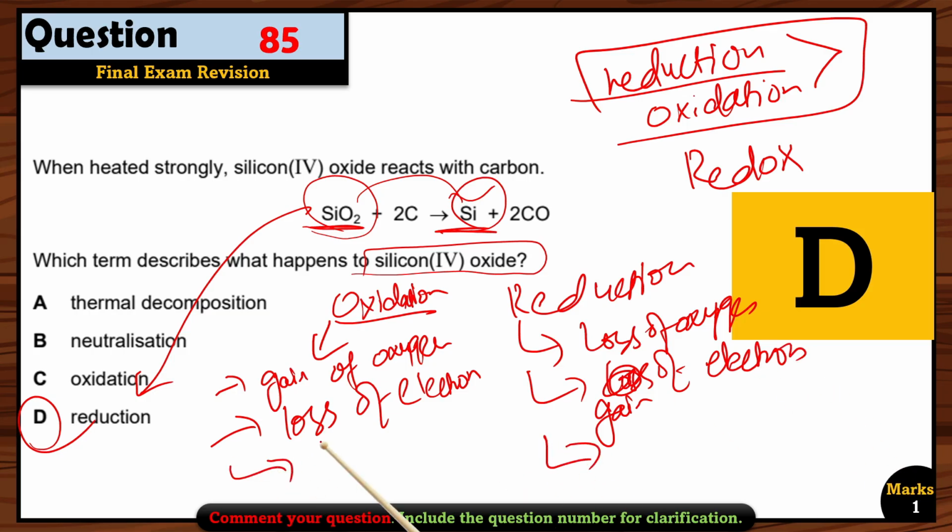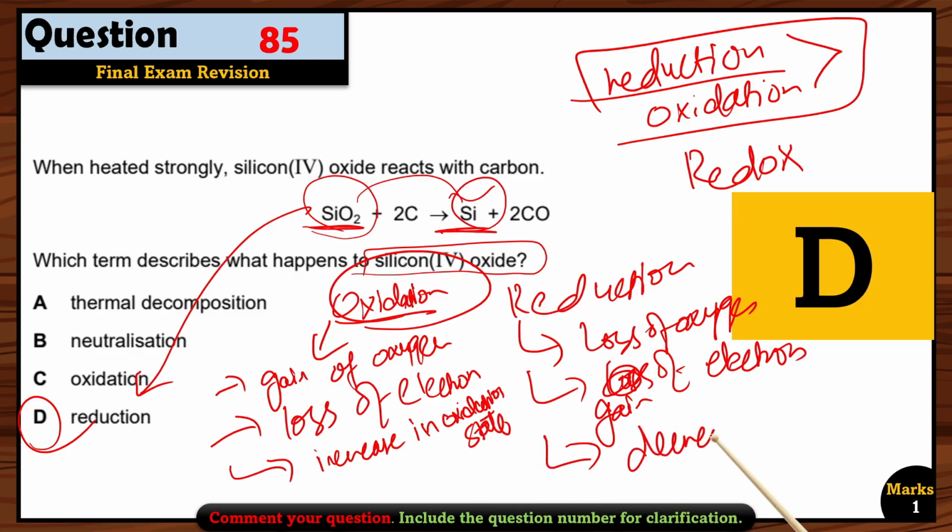Another term is oxidation number. An increase in oxidation state or oxidation number is oxidation. But if there is a decrease in the oxidation number, then it is called reduction. A decrease in oxidation state or number is called reduction.